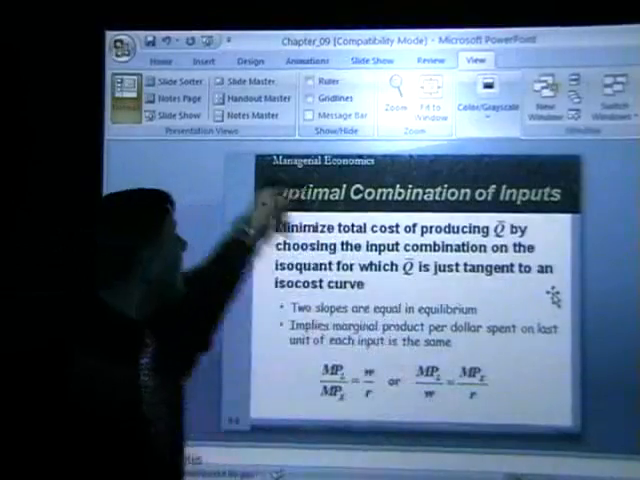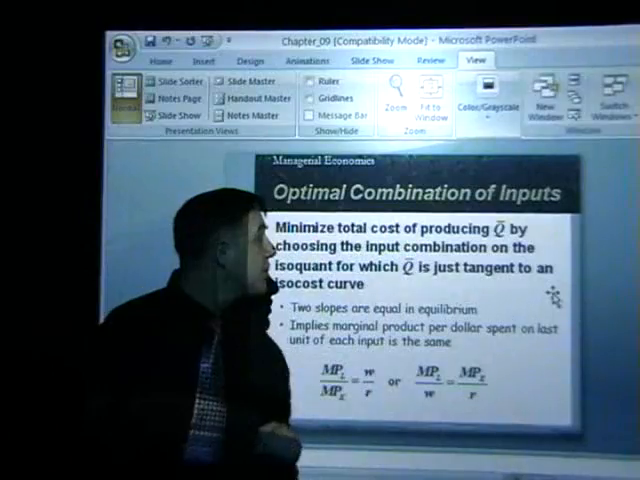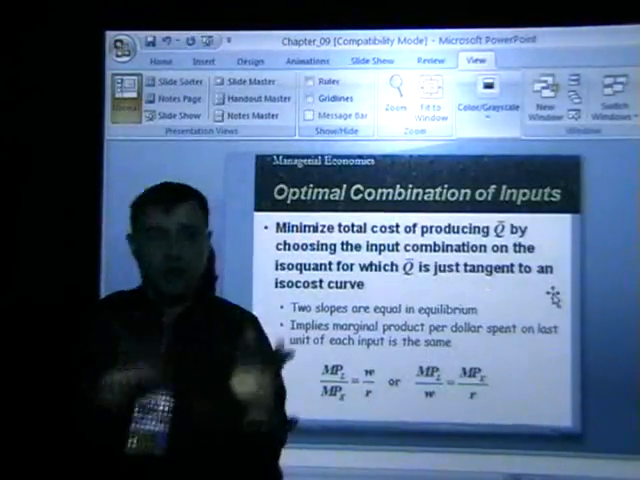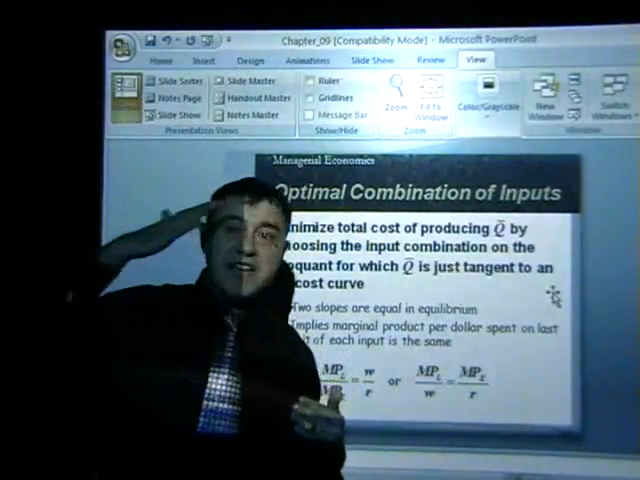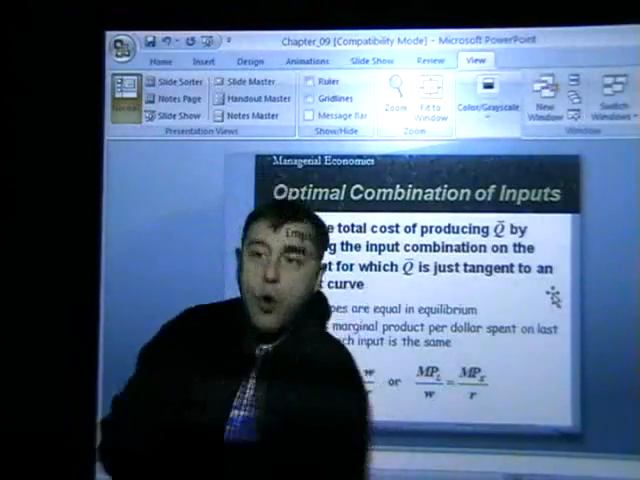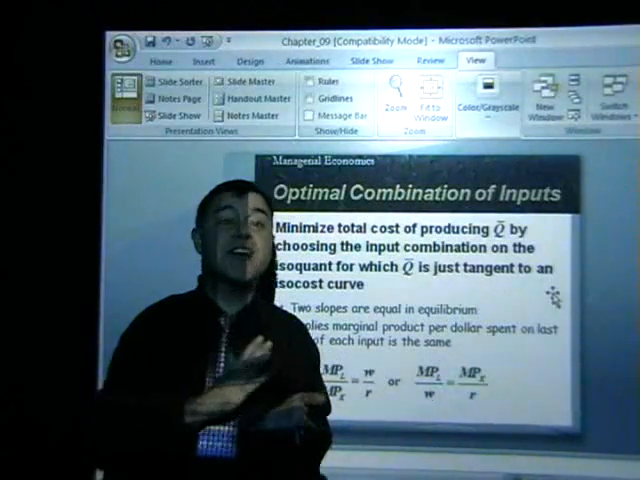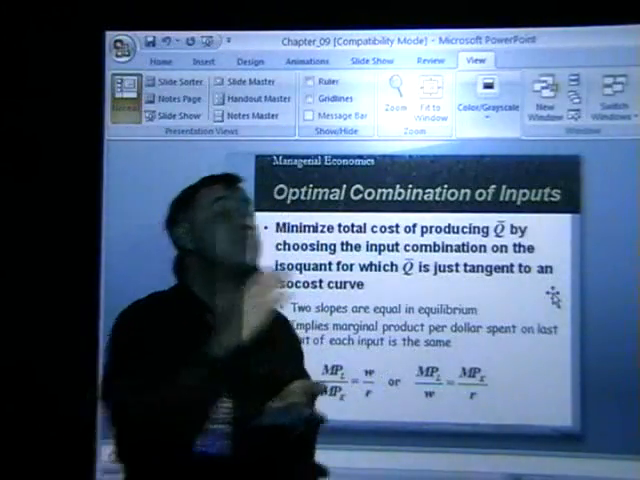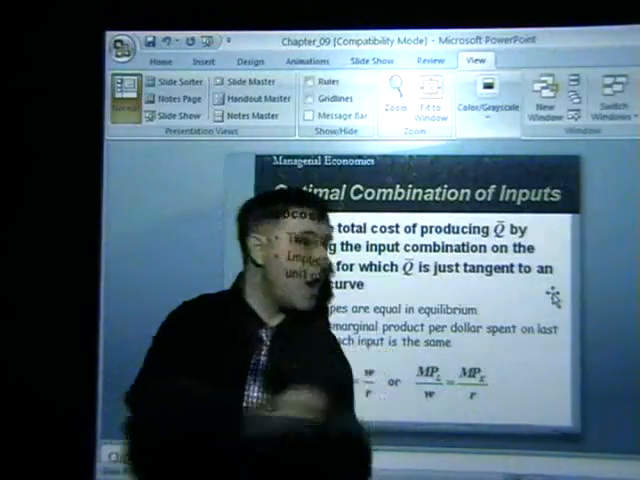Alright, so there comes the optimal solution, the optimal combination of inputs, and what you try to do is one of two things. It's always the same in economics. You either fix the cost and then you try to produce as much as you can, or the opposite: you fix the quantity and you try to spend the least possible amount, the minimum cost. So, for a given quantity, what is the minimum cost?